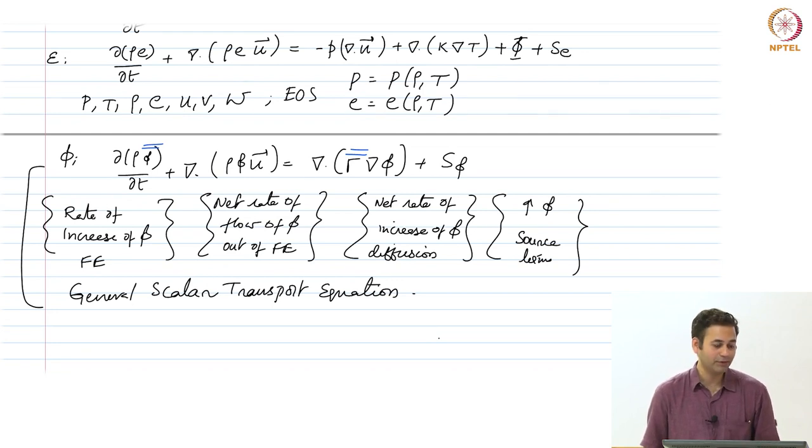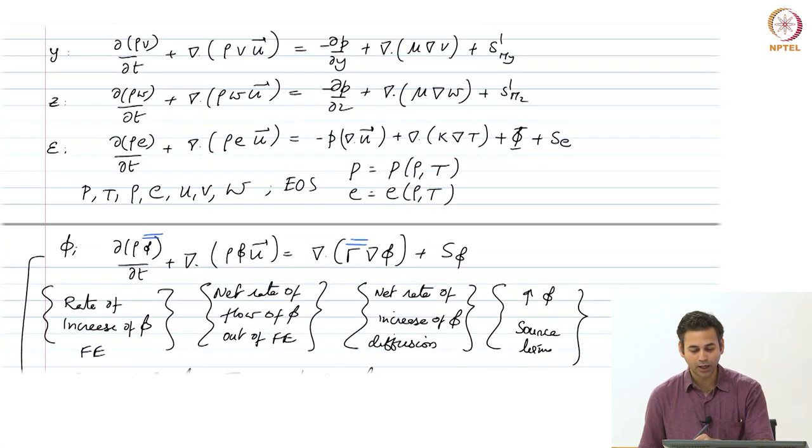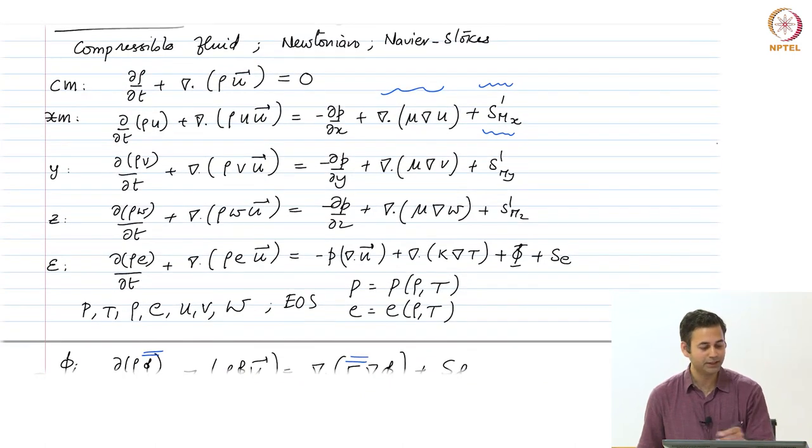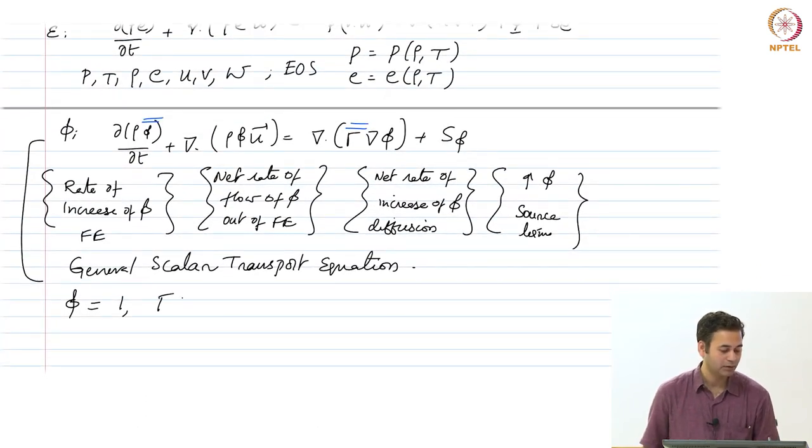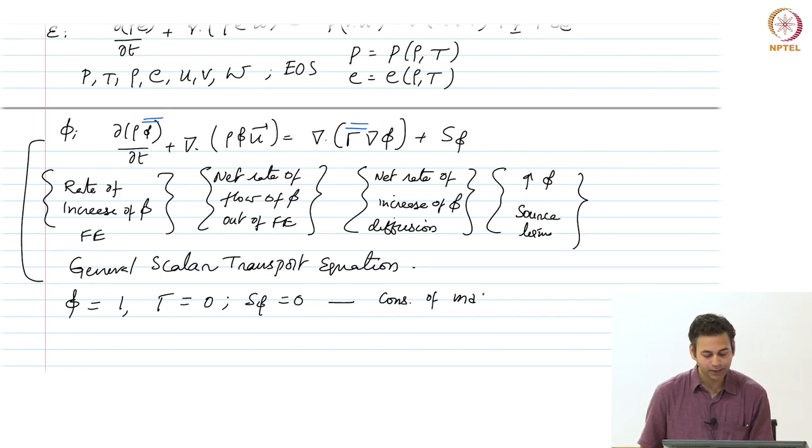Now, of course, we also realize that if I set different values, let's say phi equals 1, I'm going to get the conservation of mass. Of course, I have to set the corresponding value for gamma, which would be what? 0, right? I would set gamma equals 0 and S phi equals 0, which would give me the conservation of mass.